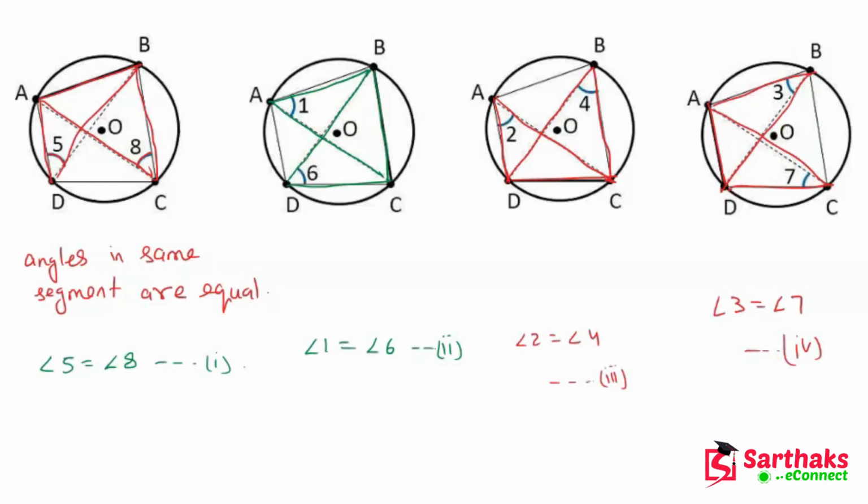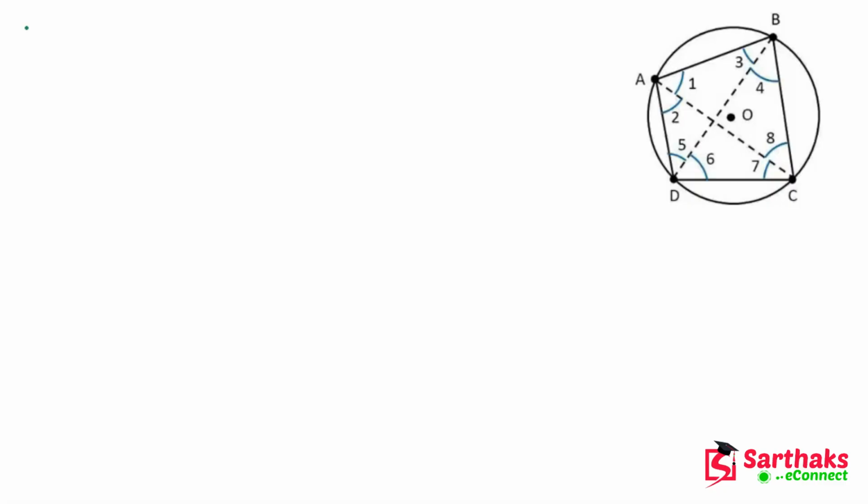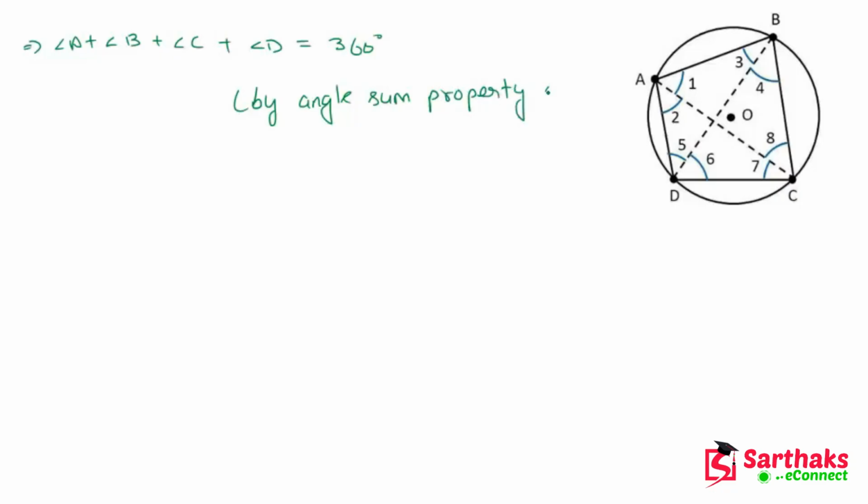Now, by an angle property, we know that angle A plus angle B plus angle C plus angle D is equal to 360 degrees, by the angle sum property of a quadrilateral. I hope you understand these things, my dear friends.